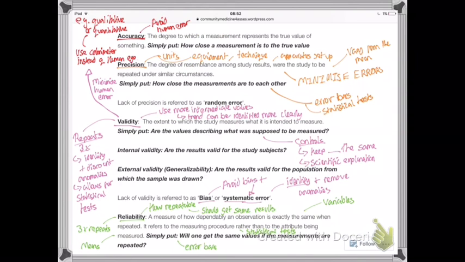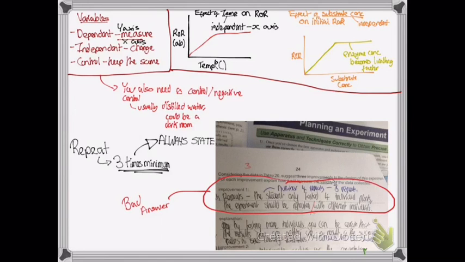And also we're going to look at accuracy, precision, validity, reliability, what these terms mean and what sort of things we can do to improve them. And we're going to start off the video by looking at variables, where they belong in the graph, and just some general tips and tricks.